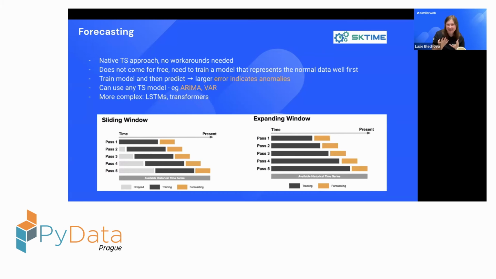So what methods can you use? In the univariate case, a typical algorithm would be our simple good old ARIMA. In the multivariate case, you can use vector autoregression, for instance. Of course, you could use much more complex methods like transformers, LSTMs, whatever comes to your mind. Just make sure that you always forecast correctly with your train and test set being in the right order.